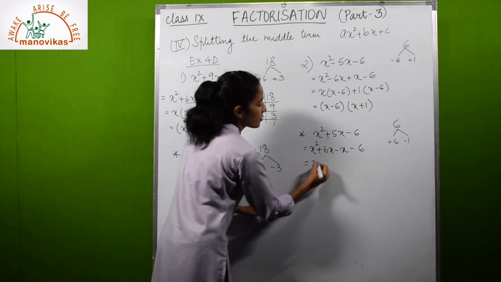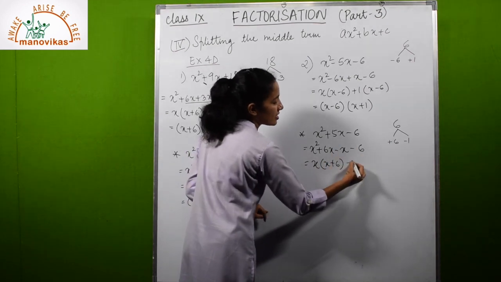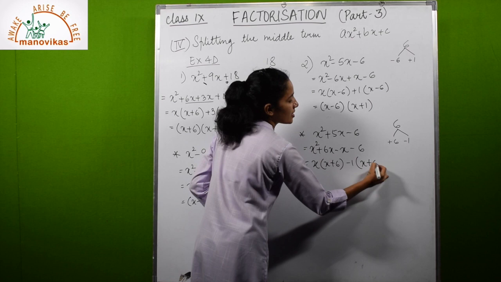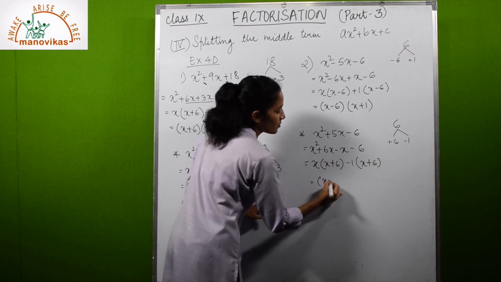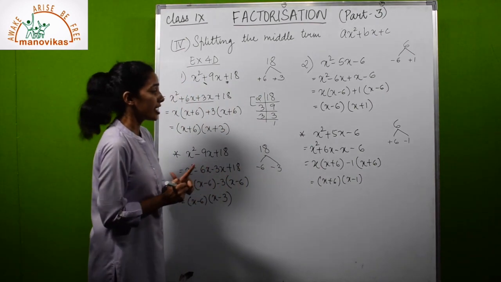So taking out a common factor, I have x plus 6. From the next two terms, I take a negative 1 common. I am left with x plus 6. So that will be x plus 6 and x minus 1. So these are the 4 types.